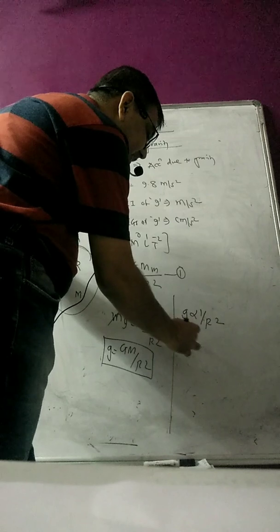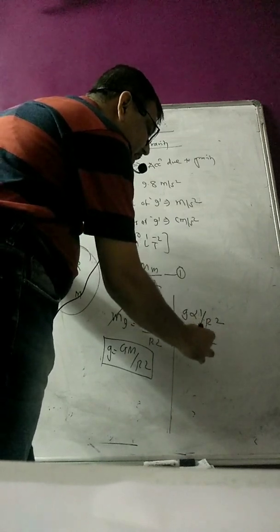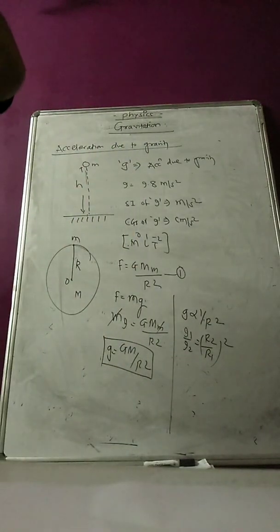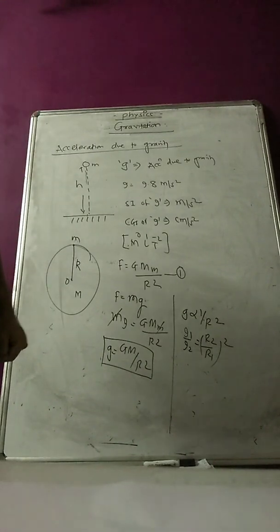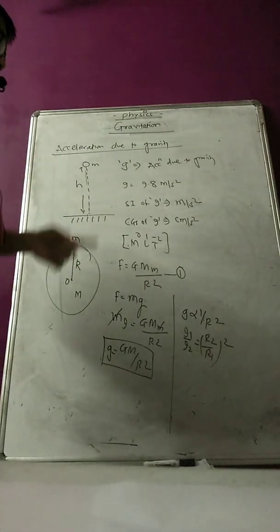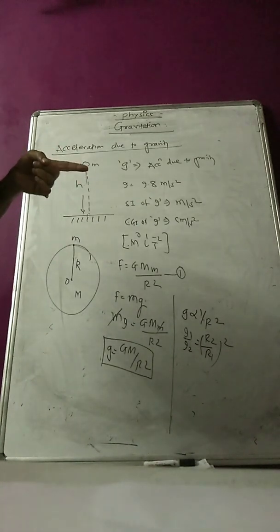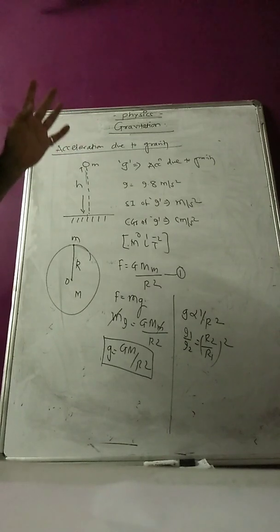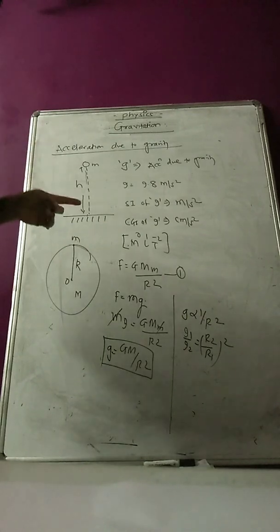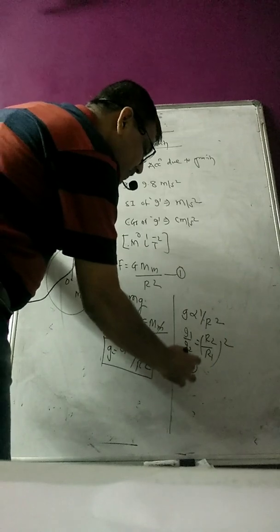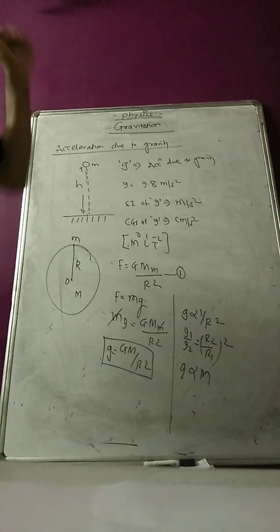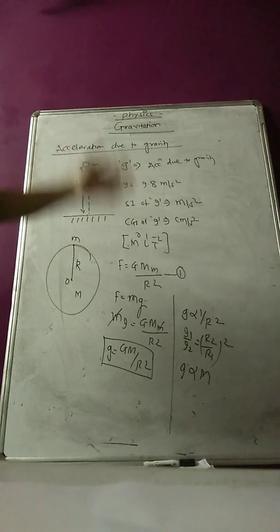So from that we can also say that g1/g2 = R2^2/R1^2. That will be your acceleration due to gravity. Now the question arises, on what factors will g depend? So g is also directly proportional to the mass of the earth, and it depends on the radius and the mass. Suppose, students, if M decreases by x%, then g will also decrease by x%.